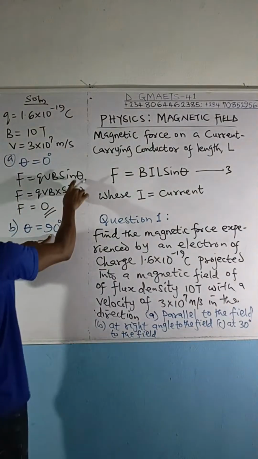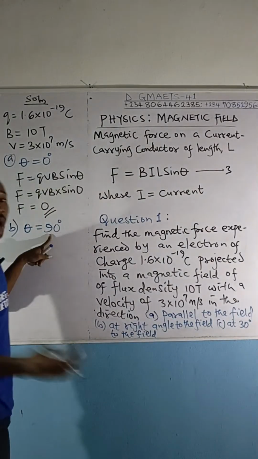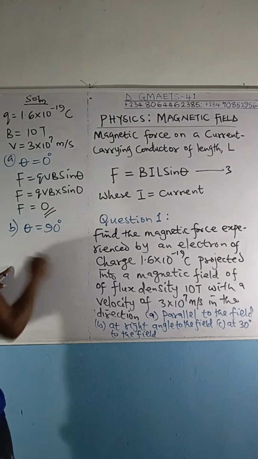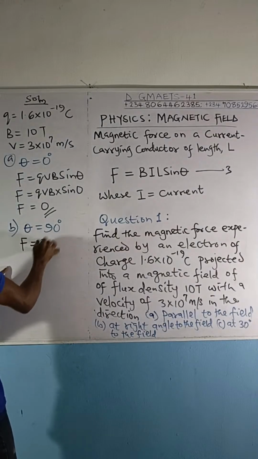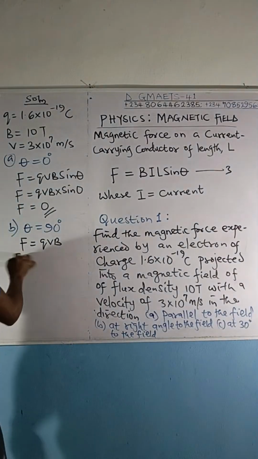If you want to use QVB sin theta, the choice is yours. In that case, right angle means that theta is 90, and sin 90 is 1. I've already explained that concept. Therefore, I'll simply use QVB as the formula, no time to waste. And then we're now going to substitute.